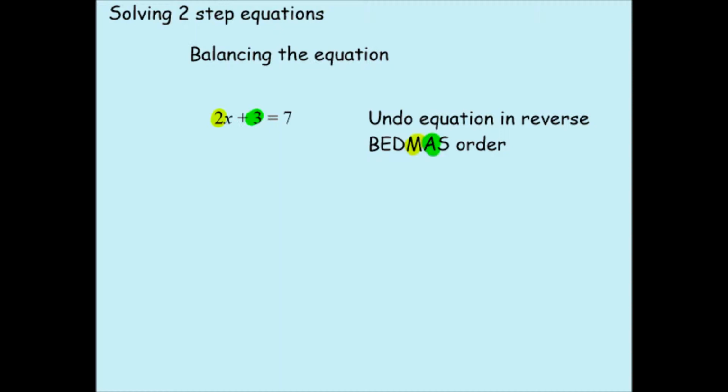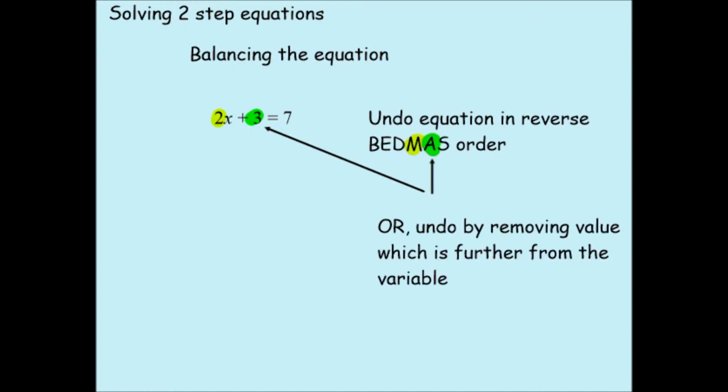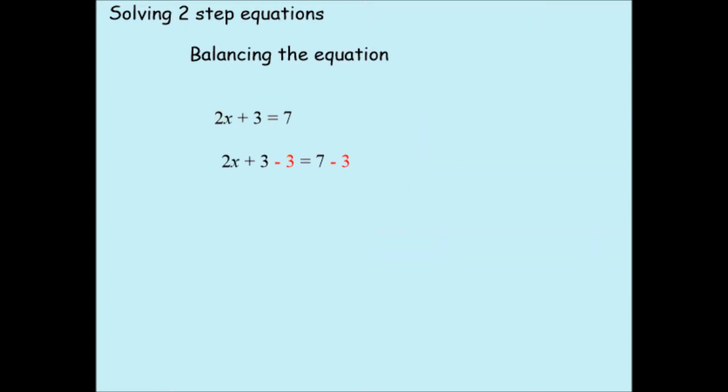So I need to remove the addition first, and that means take away the 3 from both sides. That's using reverse of BEDMAS. Another technique, and often simpler, is to remove the further number from the variable, which in this case would still be the 3. So in either case, I'm going to take away 3 from both sides. And the plus 3 minus 3 would cancel out to leave me with 2x on the left, and 7 take 3 is the 4 on the right.